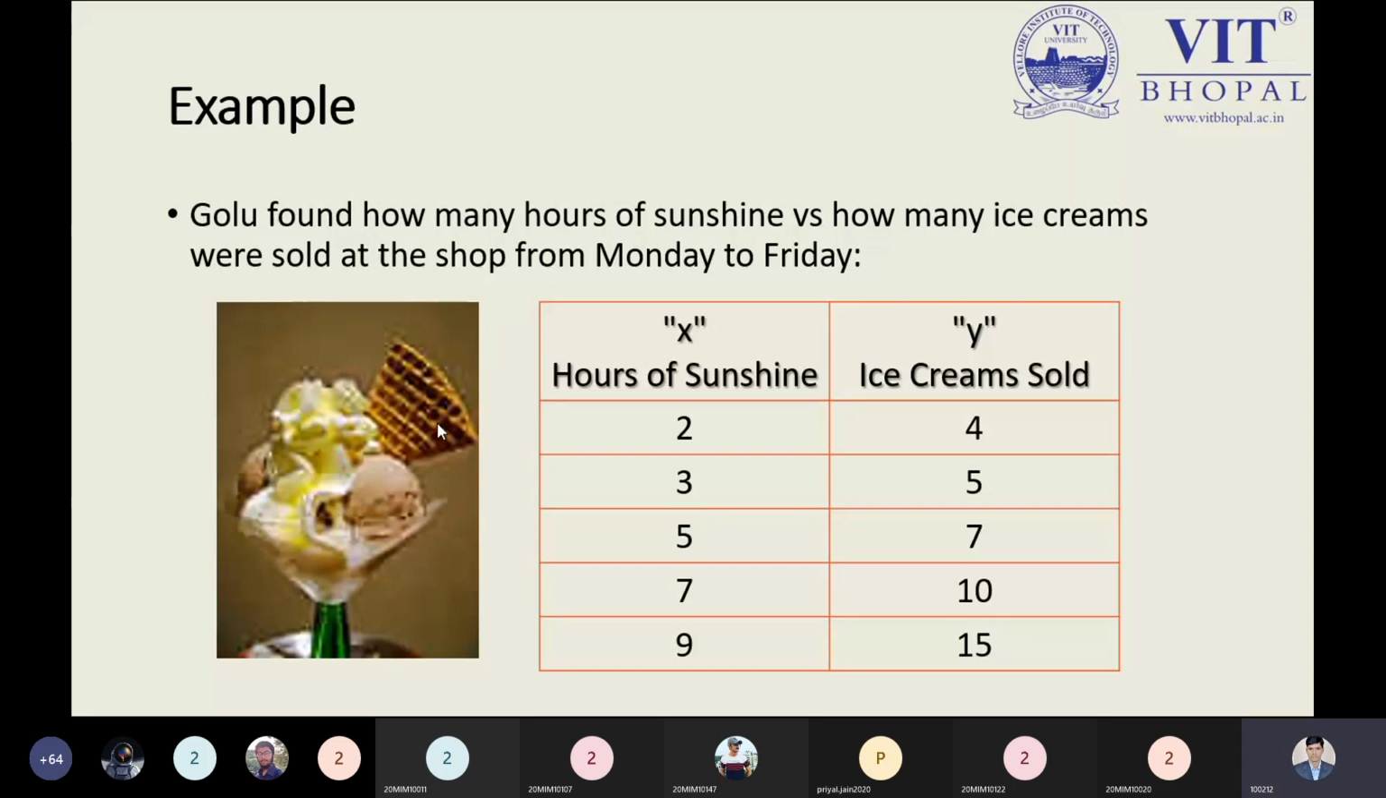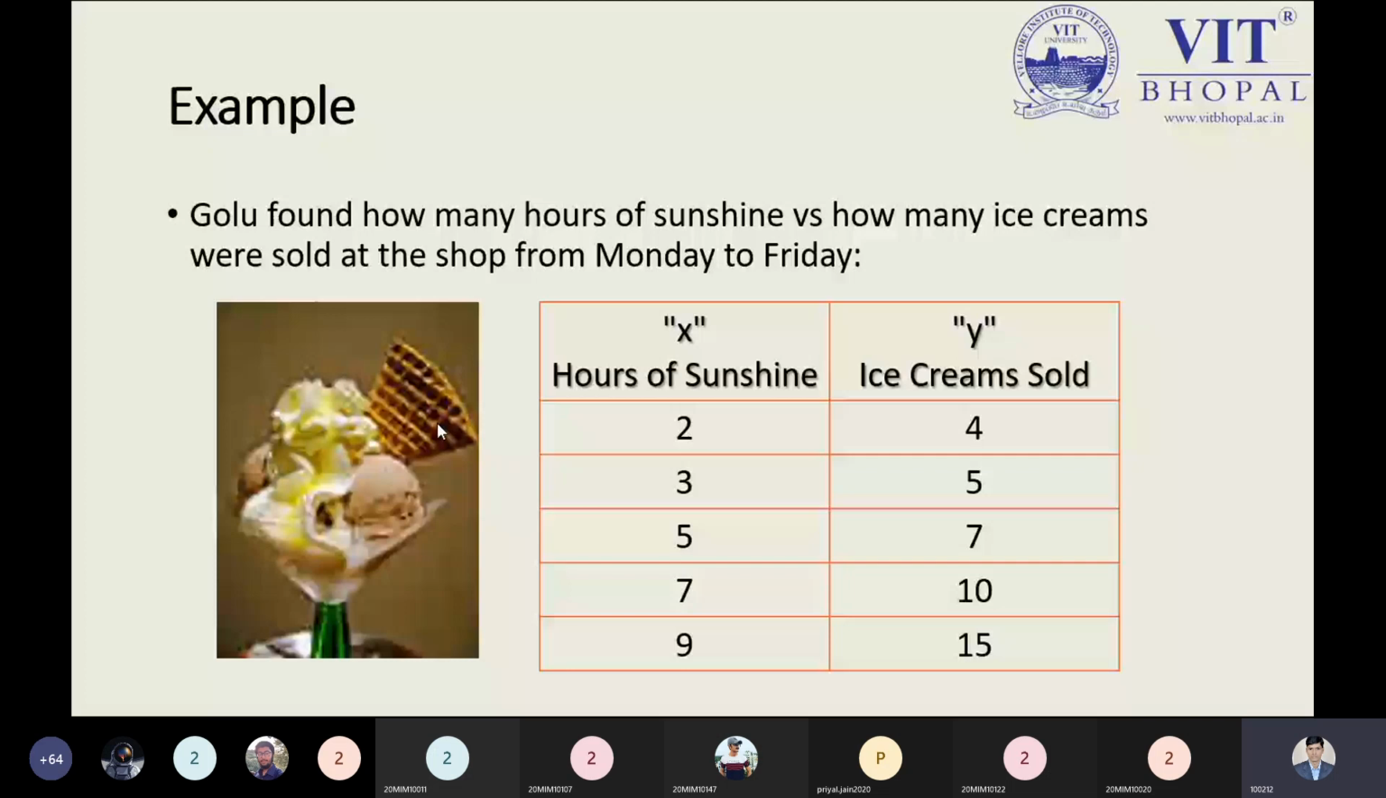The person whose name is Golu needs to find how many hours of sunshine versus how many ice creams were sold at the shop from Monday to Friday. It means the number of ice creams Golu sells depends on the sunshine hours. Suppose there are only 2 hours, then Golu will be able to sell only 4 ice creams. If the hours of sunshine are 9, he can sell 15 ice creams. That is the problem.